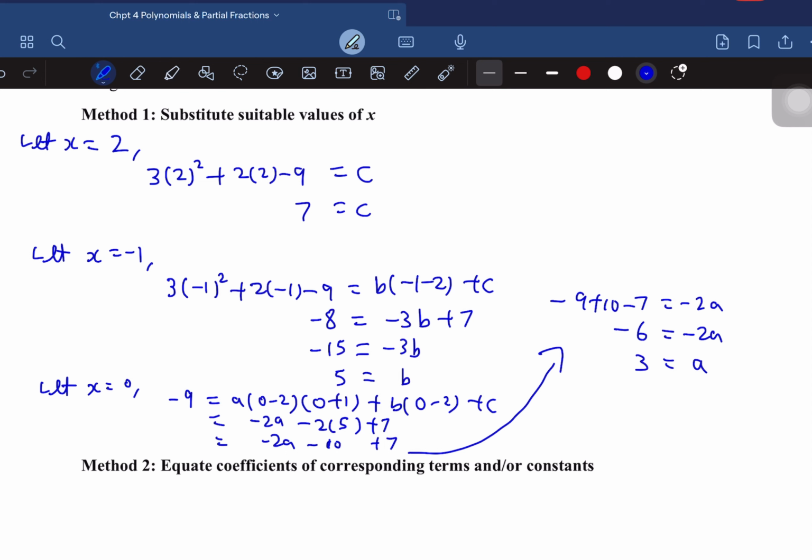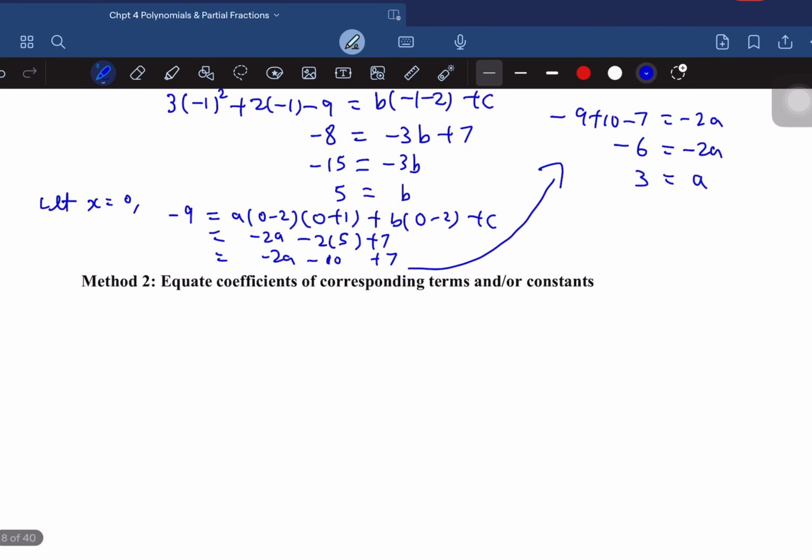So this is if we purely use substituting numbers, which I personally find not very ideal in solving polynomial, whereby one equation have many unknowns. So let's take a look at method 2. Method 2 I find is slightly shorter. Let's take a look at method 2.